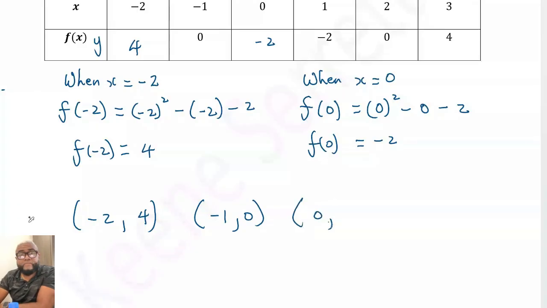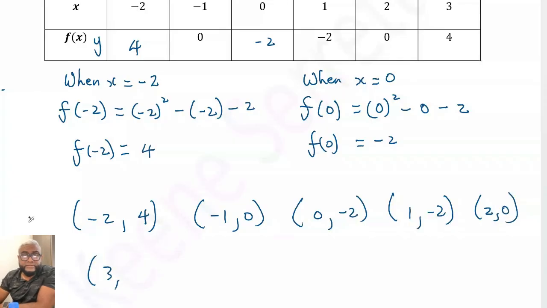Anybody? 0, comma, -2. Next coordinate. 1, 0. Final coordinate. 3, 4. Everybody see where I get my coordinates from, right? Let's plot. Right, and let's plot.